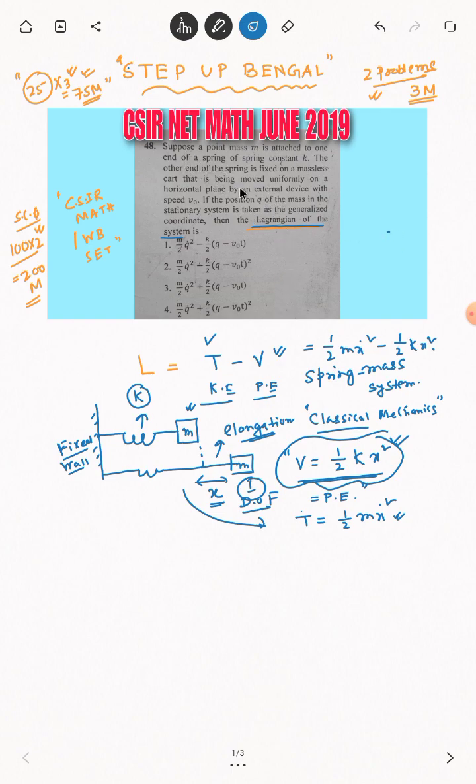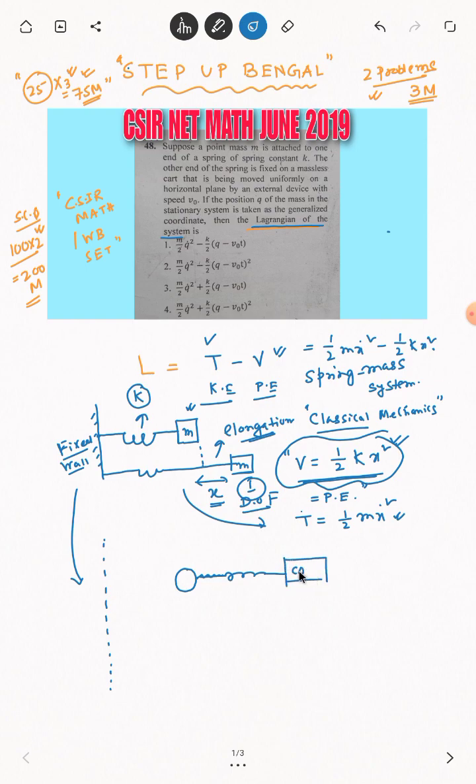Suppose a point mass m is attached to one end of a spring of spring constant k. The other end of the spring is fixed on a massless cart. Now just draw the figure in brief. Say this is some fixed reference, and the mass is here, and the mass is attached to a spring. The other end of the spring is fixed to a cart.